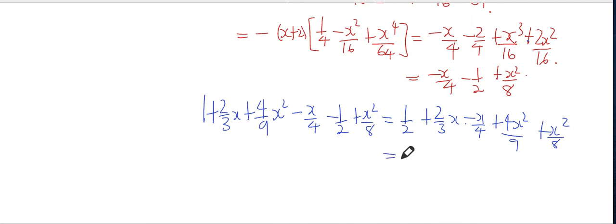Now just collect the like terms and simplify. So what I get here: 1 over 2 stays as 1 over 2, then 2 over 3x minus 1 over 4x, which is 5 over 12x, plus 4x squared over 9 plus x squared over 8, which is 41 over 72 x squared.